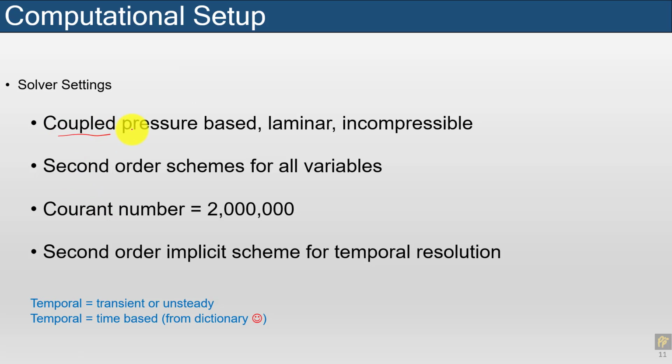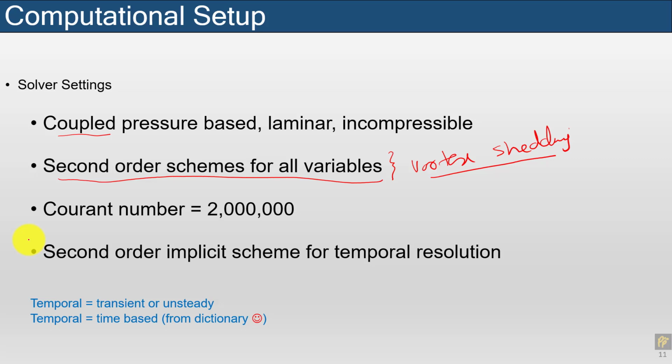This is the coupled pressure based laminar and incompressible flow, and second order schemes for all variables. This is very important. Otherwise, you will not see any vortex shedding. You will not see any vortex. So if you don't use the second order scheme for all variables, including velocity and the continuity equation, you will not see this. And also for the time step.